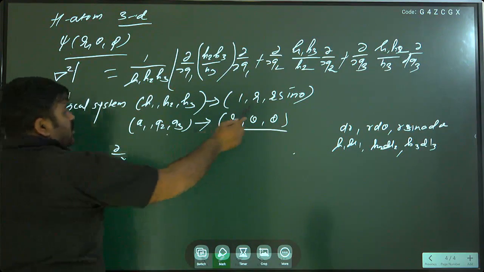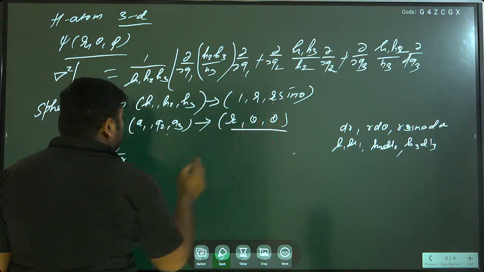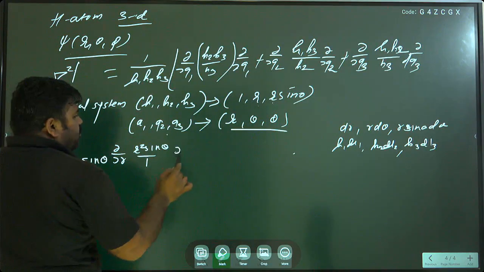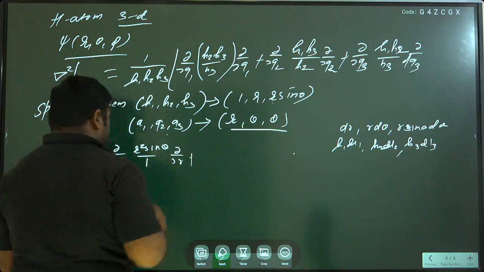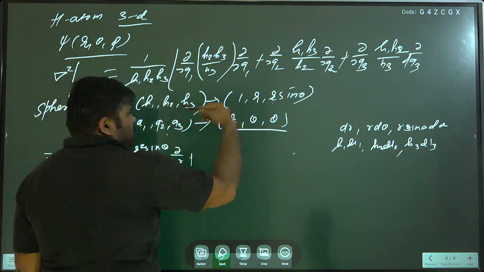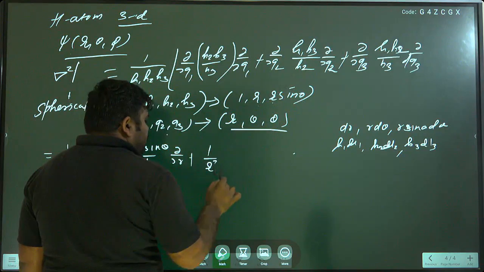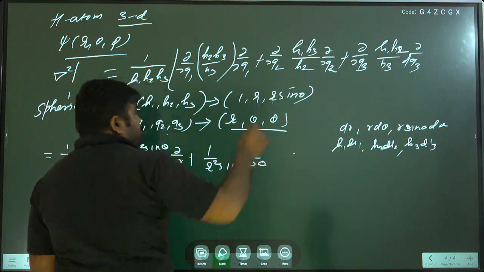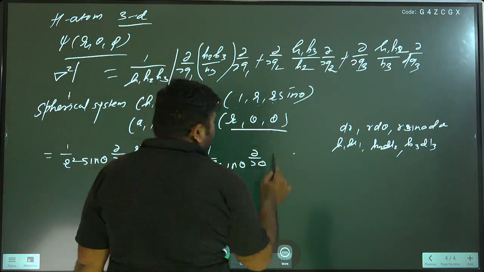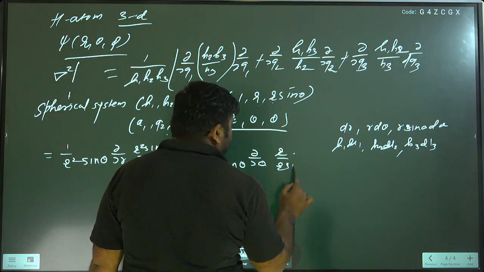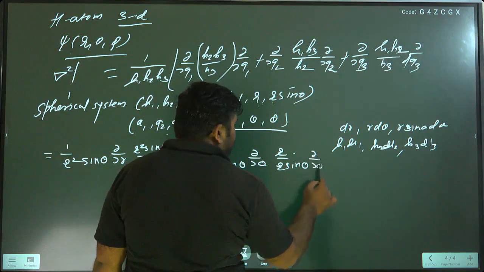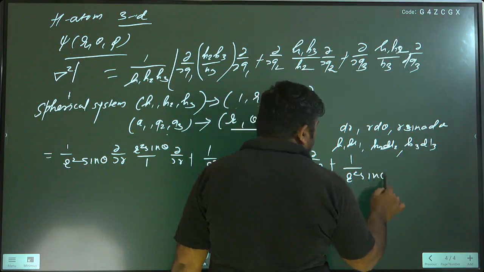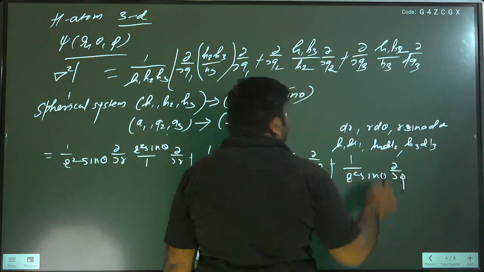What is the H2? R. What is the H3? R sin theta. R into R square sin theta upon H1 means 1 ∂/∂R plus second. These are common, so 1 upon H1 H2 H3 is common for all the terms. Means 1 upon R square sin theta ∂/∂theta. What is the value of H1 H2? H1 is equal to 1. H2 is equal to R. Means R upon R sin theta into ∂/∂theta plus 1 upon R square sin theta into ∂/∂phi.